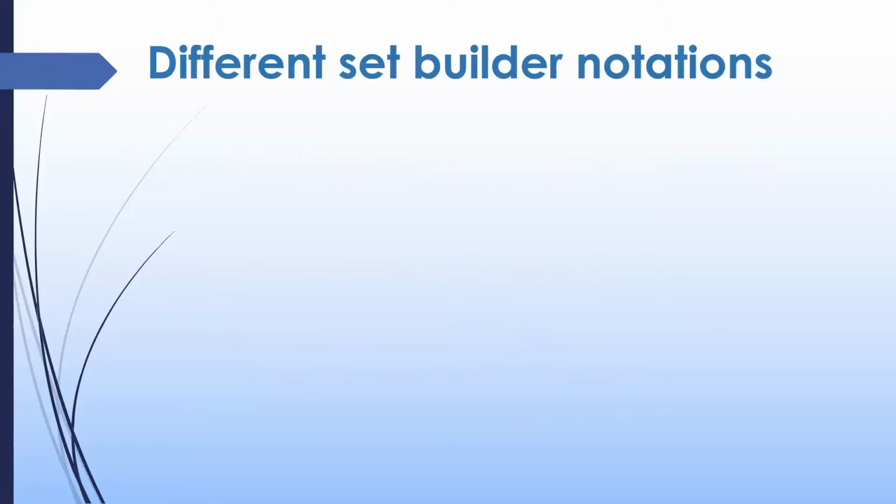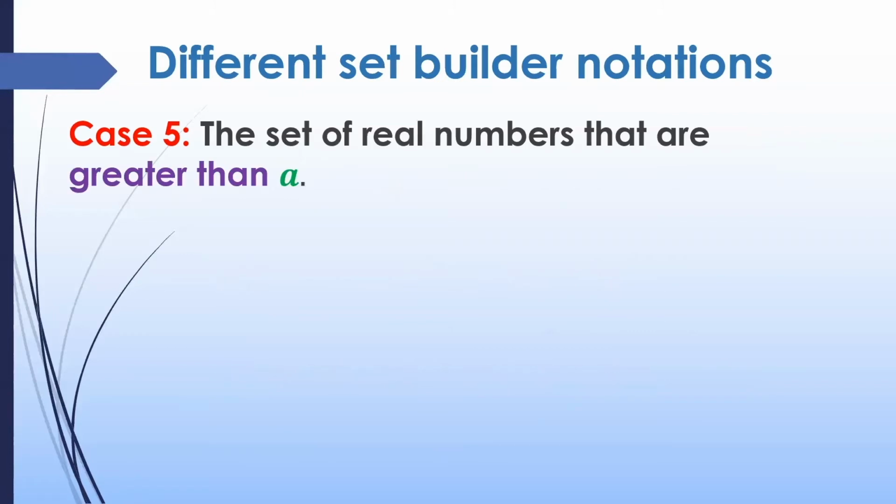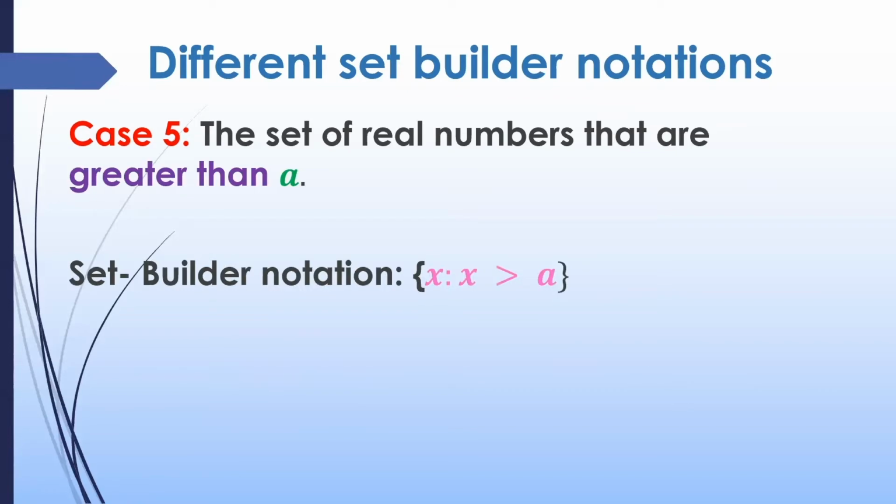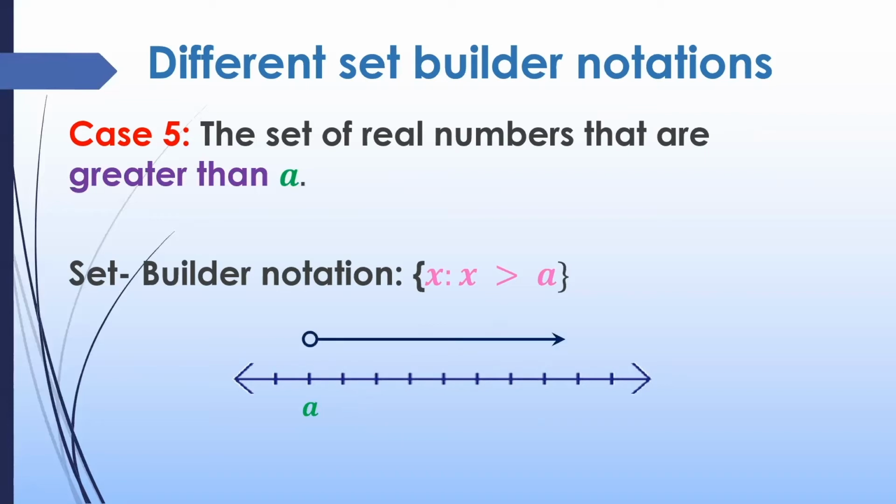Now the fifth case, the set of real numbers that are greater than A. So in set builder notation, it's going to be X such that X is greater than A. And I'm sure you will remember that on a number line, I will have an unshaded circle at A, and the arrow will point towards the right.